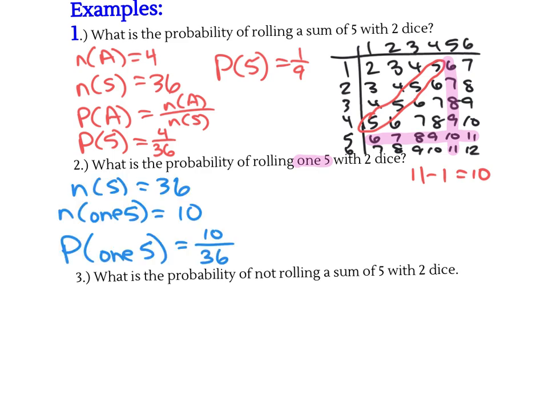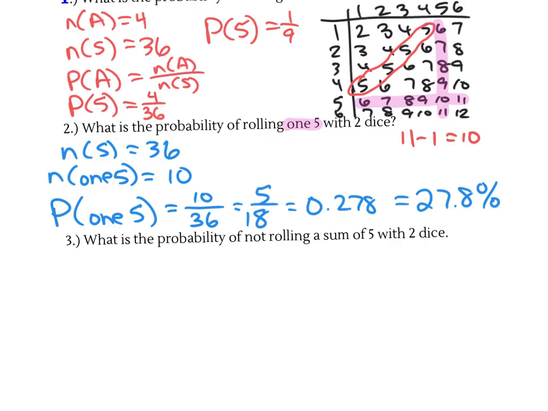The number of possibilities of one 5, we have 10 of them, so the probability of rolling one 5 is 10 over 36, or 5 over 18. Sorry, that's 18. So to write that as a probability, either as a decimal or a percentage, we've got 0.278 or 27.8% probability of rolling one 5 with 2 dice.